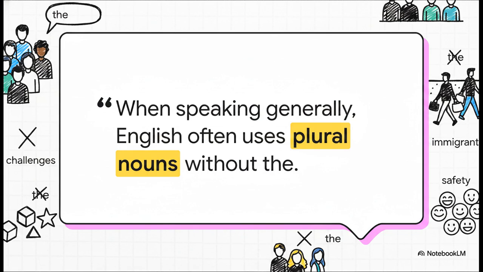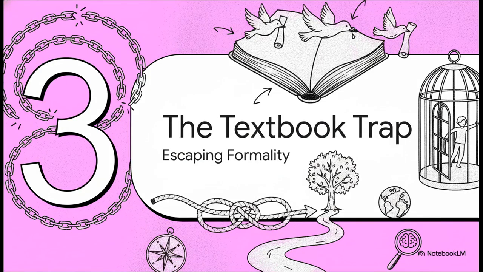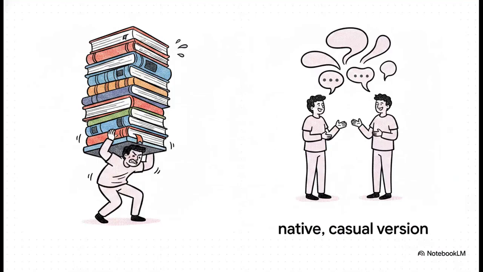Instead of "the immigrants face challenges," it's just "immigrants face challenges." It's a tiny, tiny tweak, but I promise you, it makes your sentences immediately sound lighter and way more authentic. Part 3, escaping the textbook trap. If you've learned English primarily from formal study, you might have fallen into the formality trap. Actually, scratch that. You probably sound a bit like a 19th century aristocrat without even realizing it.